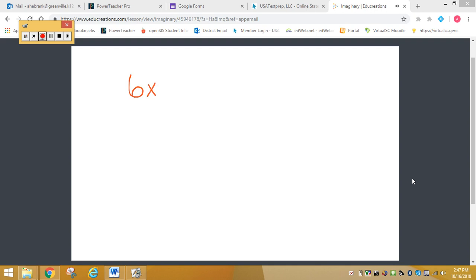Okay, the next part of your worksheet will look something like this. Let's do 6x squared plus 42 equals 0. And it's going to say solve this. Okay, so let's solve it. We start by subtracting 42.